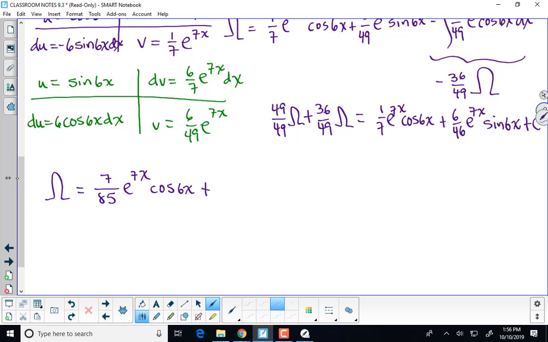It should be divided by 49. That's supposed to be a 49 right there, yes. Thank you. Not a 46. So now we're going to take this, 49 on top is going to cancel with the 49 on bottom, and we're going to have 6 divided by 85. 6 divided by 85 times e to the 7x times sine of 6x plus c.